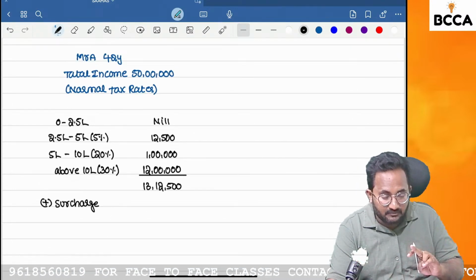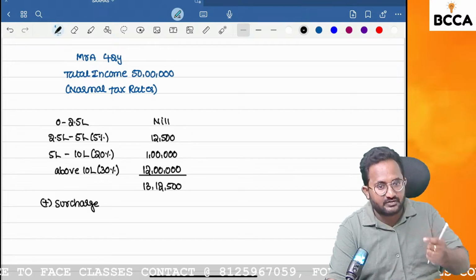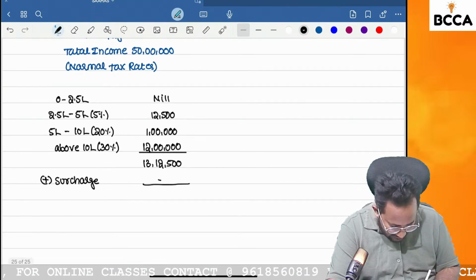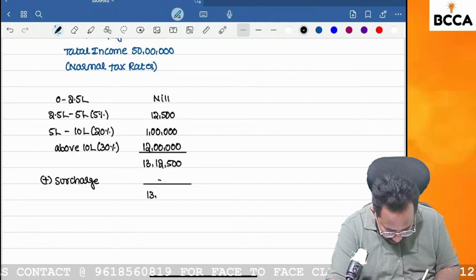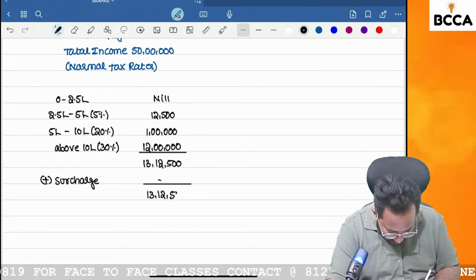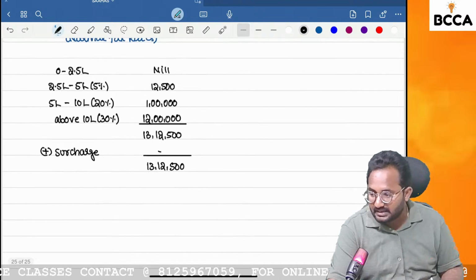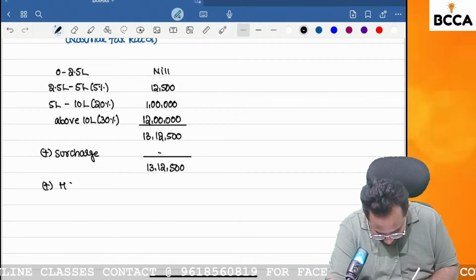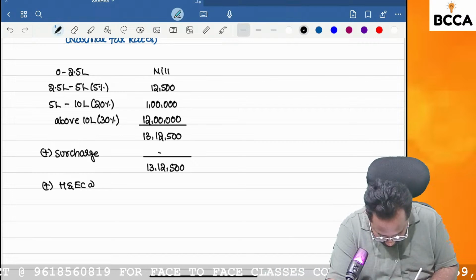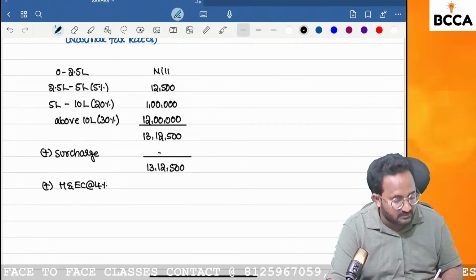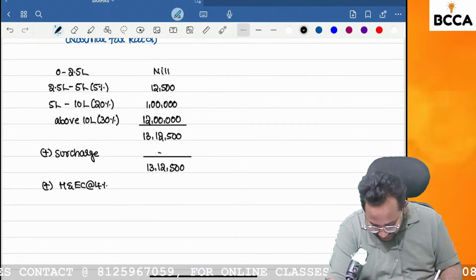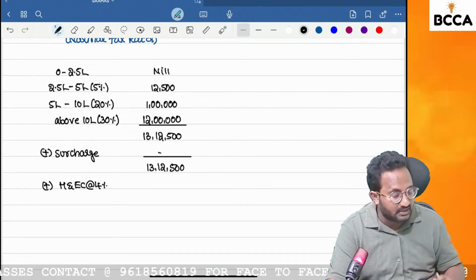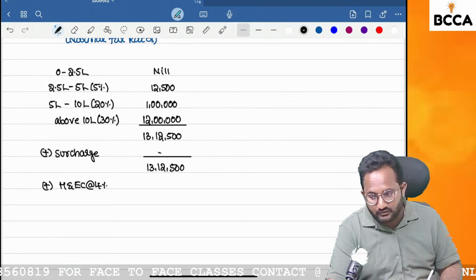If the total income of that individual exceeds 50 lakh, then only we have to add the surcharge. Here there is no surcharge. So income tax plus surcharge will be 13 lakh 12,500. For this we have to add health and education cess at the rate of 4%. Please calculate the health and education cess on the 13 lakh 12,500.